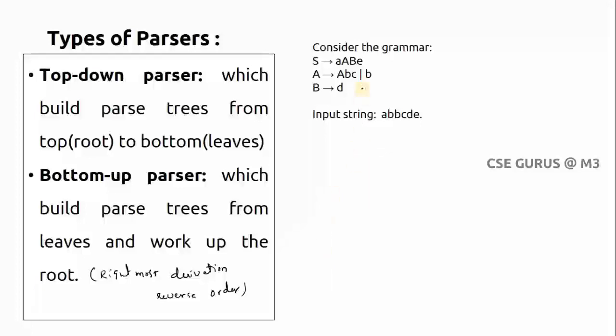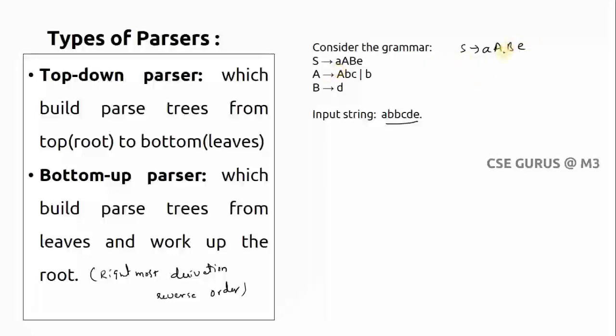Let us suppose I take this grammar: S tends to A B E, with uppercase A and B. What A is and what B is, I have written here. Now I want to derive the string A double B C D E. How to derive? As I said, it is rightmost derivation first. S tends to, anyway we have one option, so I'll take that option: A B E.